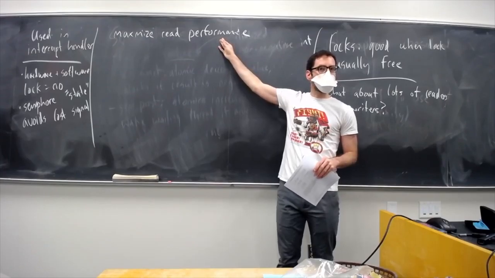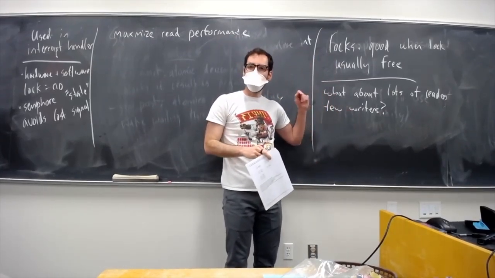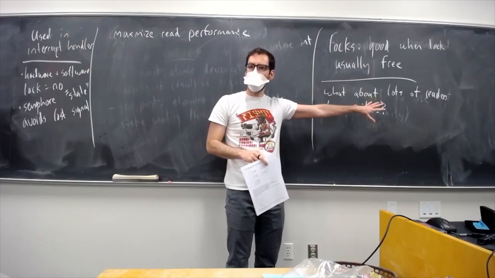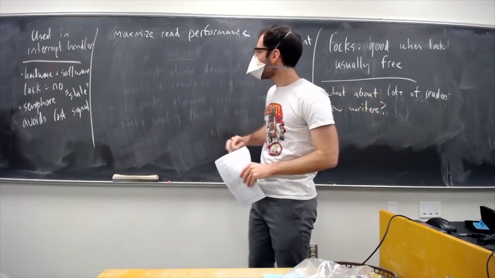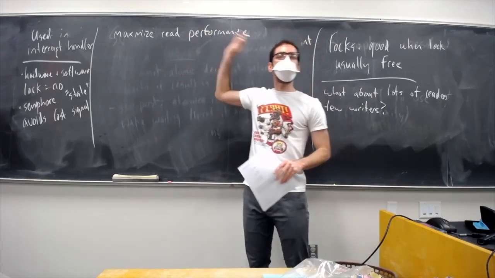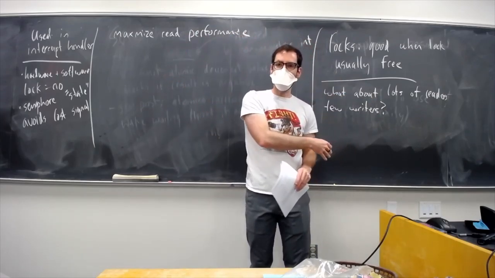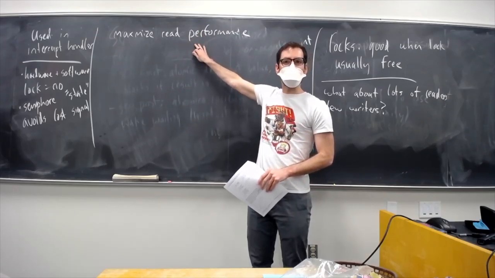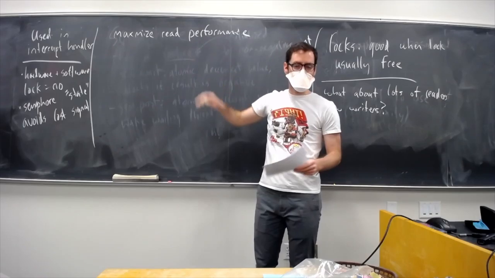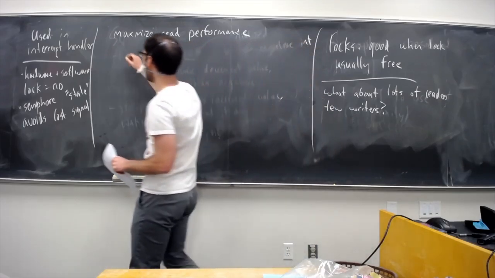So we want to maximize read performance over and above what we did with the reader-writer lock, because the reader-writer lock helped a great deal, allowing us to have multiple reads at once. But here we're saying, look, I don't care how slow writes get, there's almost never a write, I need blazingly fast read performance.